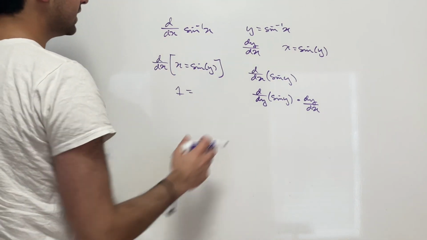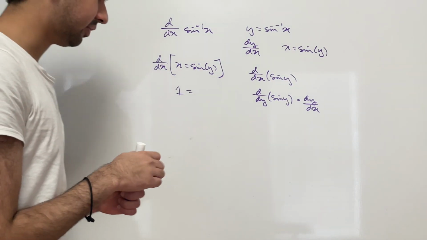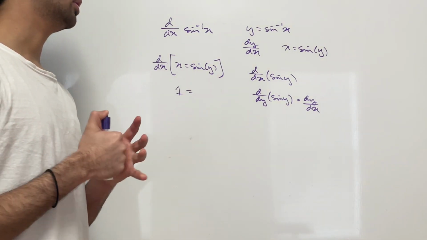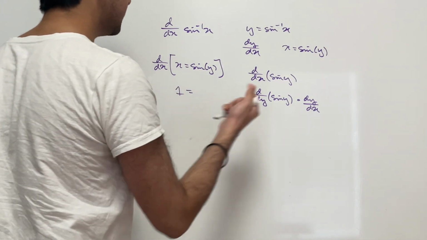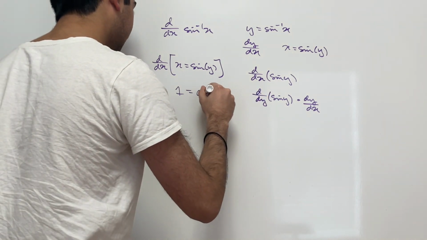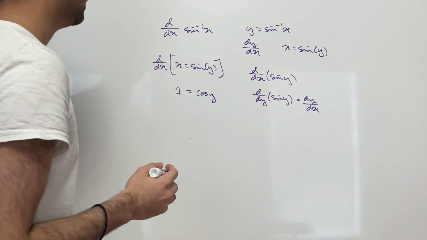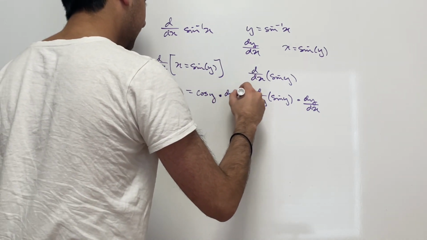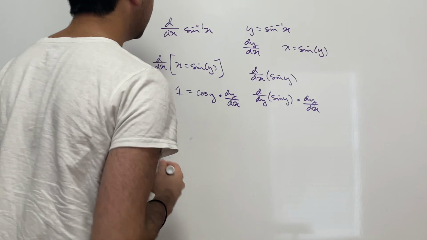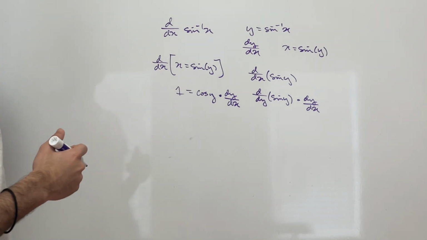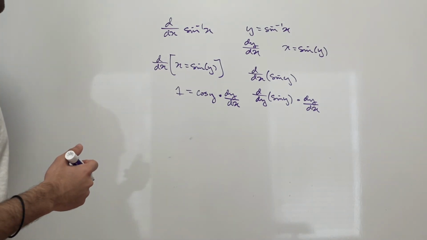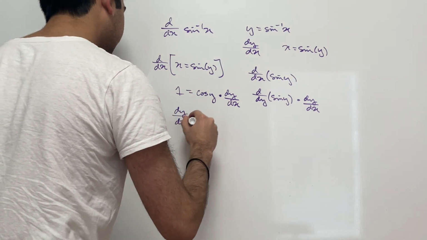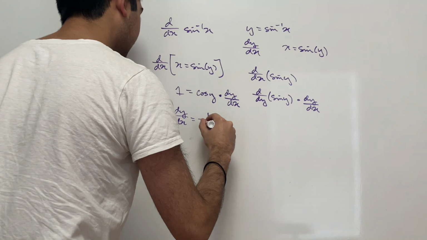Alright, so we have d dy of sine y. Remember our table of trig derivatives. Sine becomes cosine. So d dy of sine y is just cosine y, times dy dx. So you get that: cosine y times dy dx. Now we need to solve for dy dx because that's what we're trying to find, right? So we get dy dx is equal to 1 over cosine y.